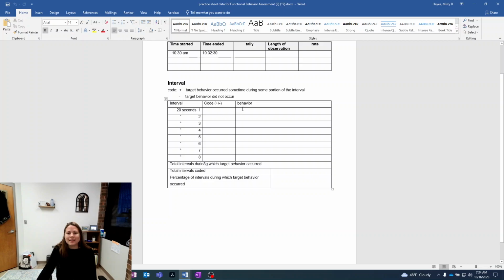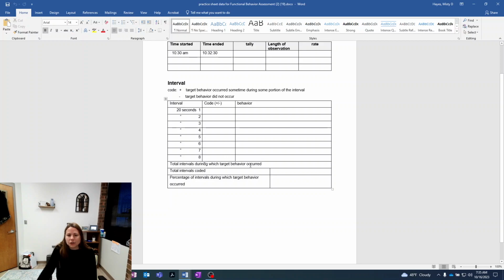Plus. Here's where you have to be specific. What did the student do? So in the video, watch what she did. In the next 20 seconds, did it occur? If it didn't, put a minus. If nothing happened, then you don't put behavior. If something happened, you put a plus and you write what it was. And you're going to do it all the way down 8 times, right?